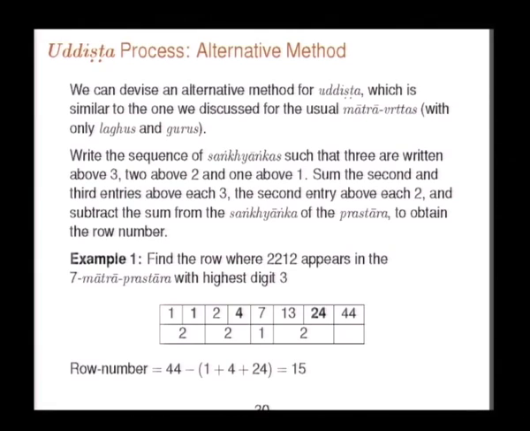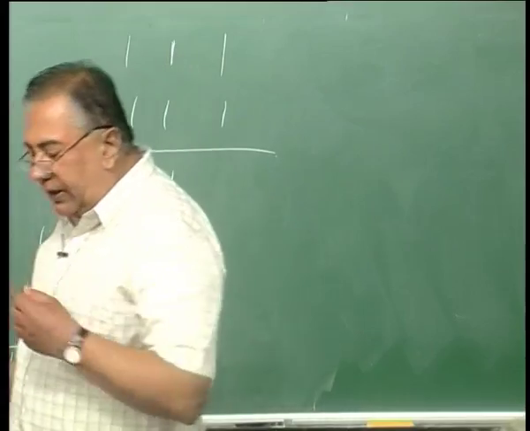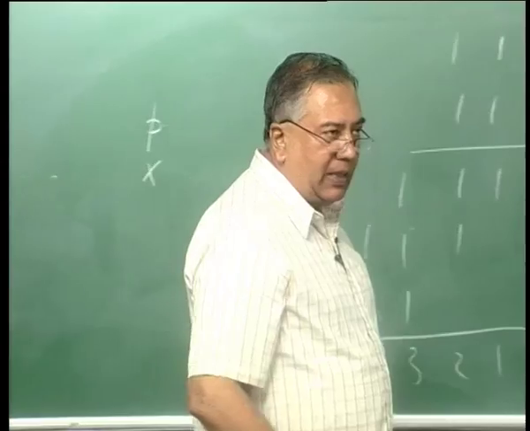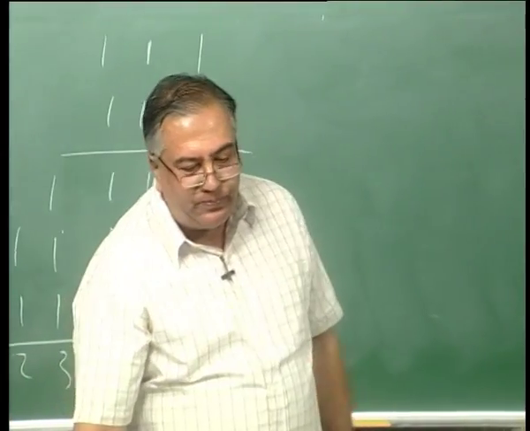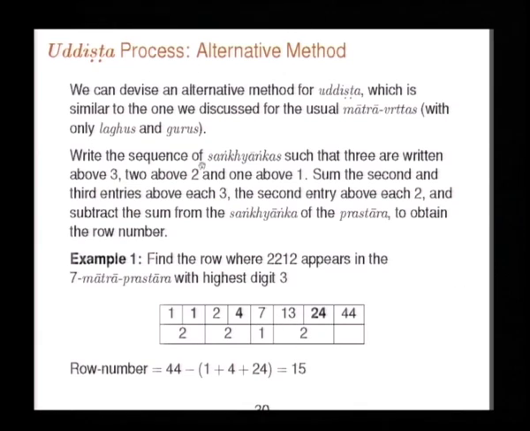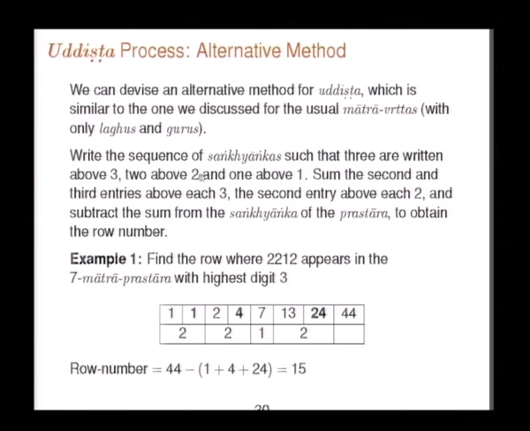So, there is a much simpler way of doing this Uddishta, following what we did in the case of the Matra Vrittas. We also did the same thing in the Tara Prastara also. So, I will describe the simpler method. So, what do you do? Write the sequence of sankhyankas, but write them in such a way that you write 3 sankhyankas above 3, 2 sankhyankas above 2 and 1 sankhyanka above 1.